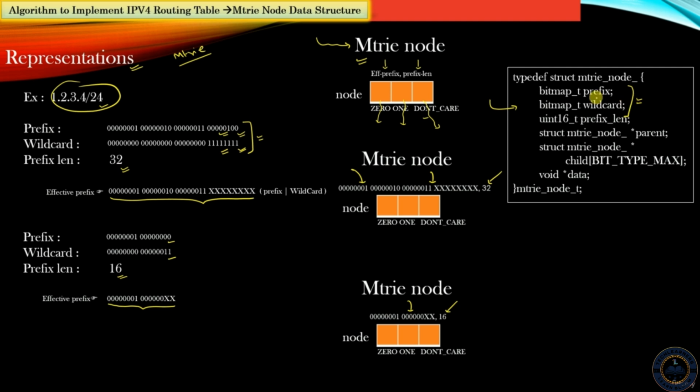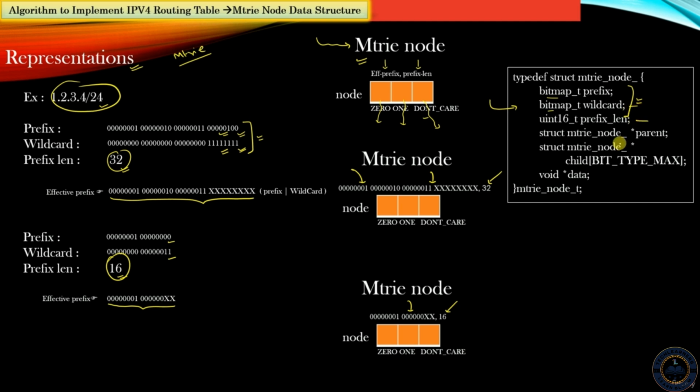All right. Bitmap is nothing but you can visualize a bitmap as an array of bits and nothing else. Prefix len we already know. In this case the prefix len is 32. In this case the prefix len is 16. So the number of bits in the prefix and the total number of bits in the wildcard is the prefix len, and the prefix len of the prefix and wildcard is always going to be the same no matter what.